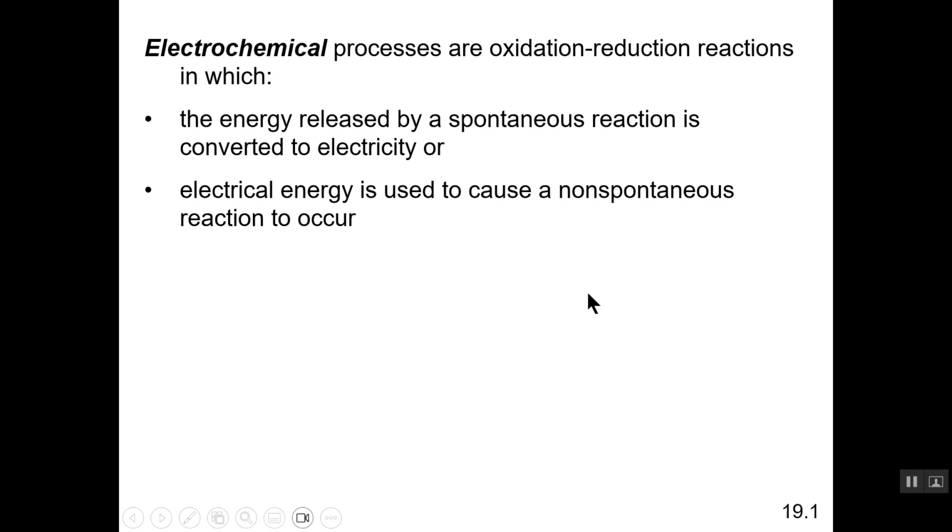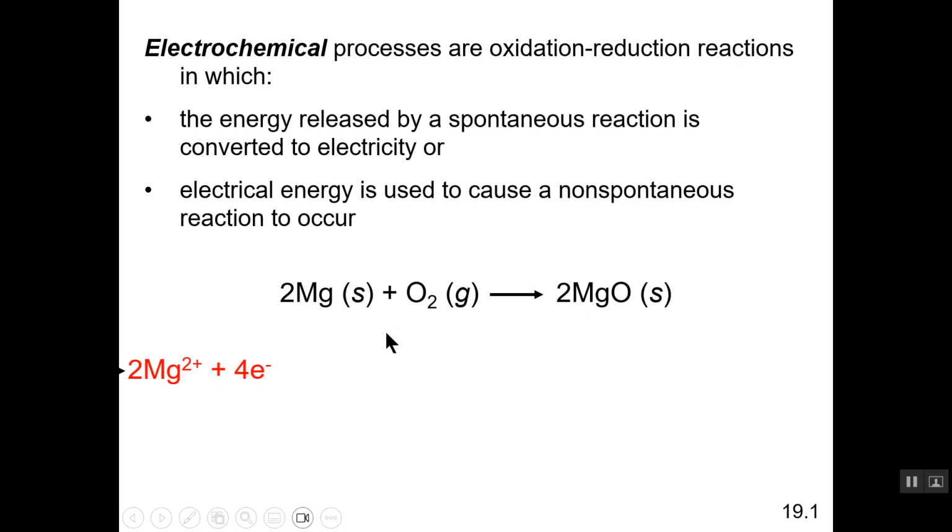Okay, so with that said, as I said before, we need to revise some terms that you would have met in General Chemistry 1 as it relates to redox reactions. So we're going to start off from the simple and then move on to the more complex. So here we have a very simple example of a redox reaction, the reaction between magnesium and oxygen to form magnesium oxide.